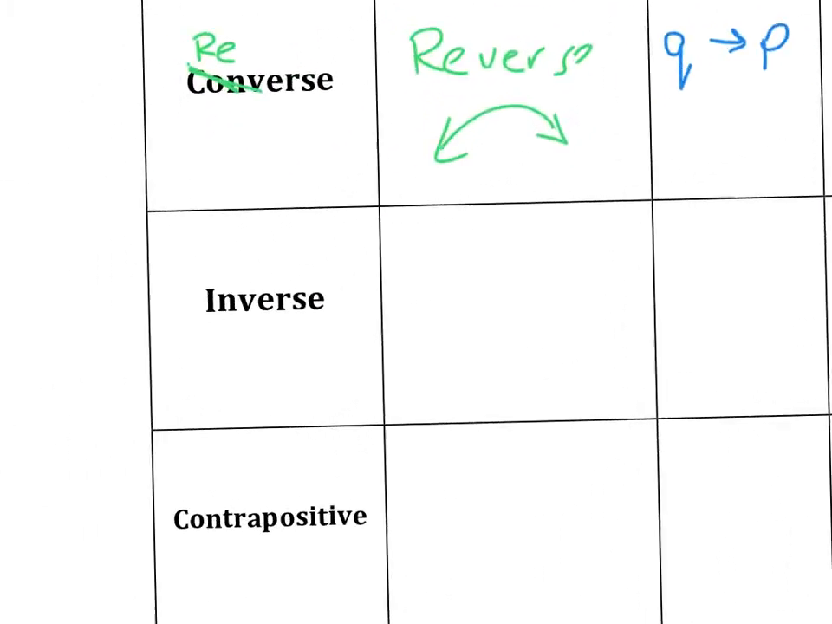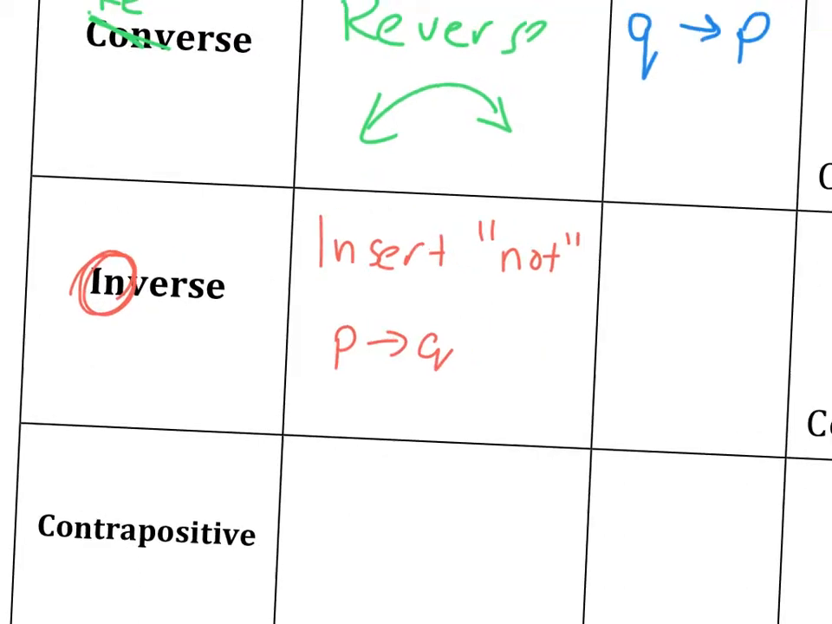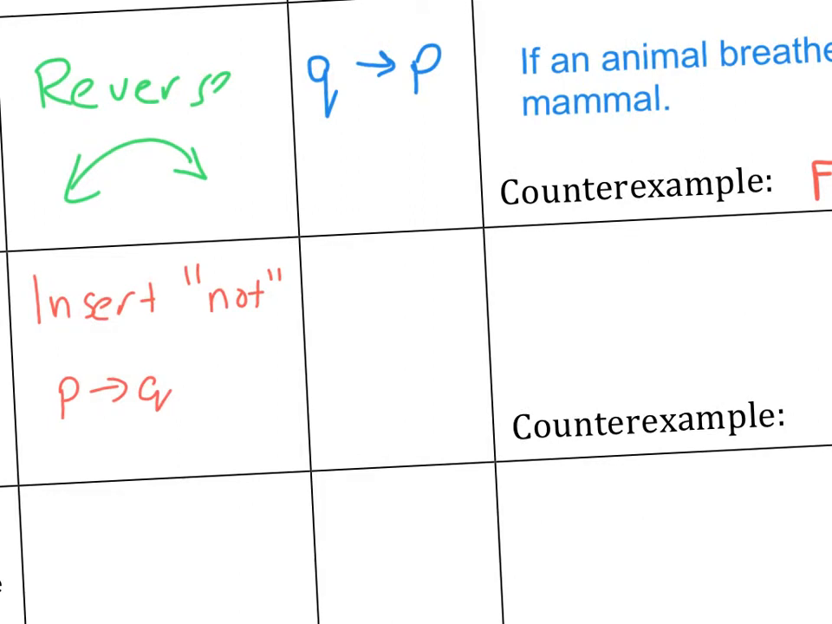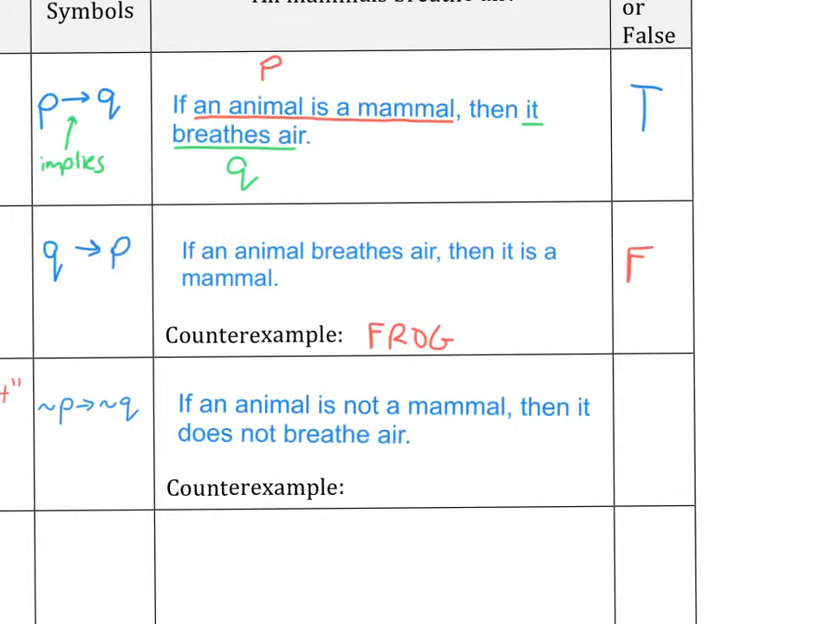Next, inverse. I like to think about inverse as inserting a not. Insert the word not into the original statement, into P implies Q. So, what's that look like with symbols? We're going to use this symbol like a tilde for the word not. So it's going to be not P implies not Q. So we go back to the original order. So don't converse first. Go back to the original order, PQ. So I'm going to say if an animal is a mammal, put a not here somewhere. If an animal is not a mammal, then it does not breathe air. Not a mammal, not breathing air.